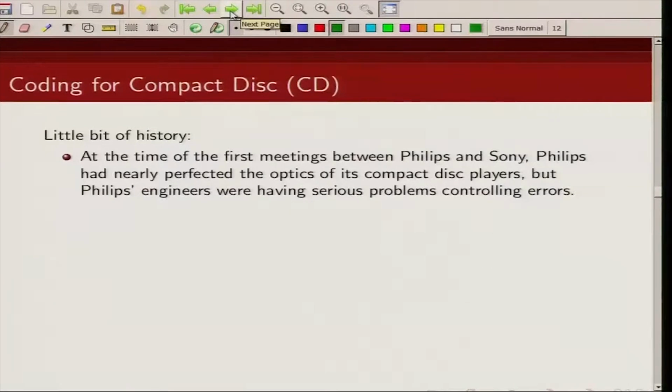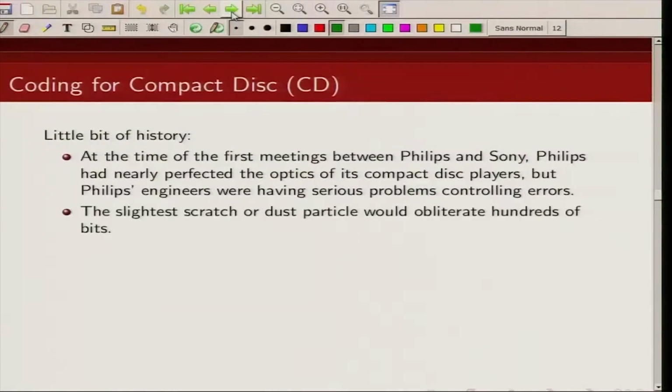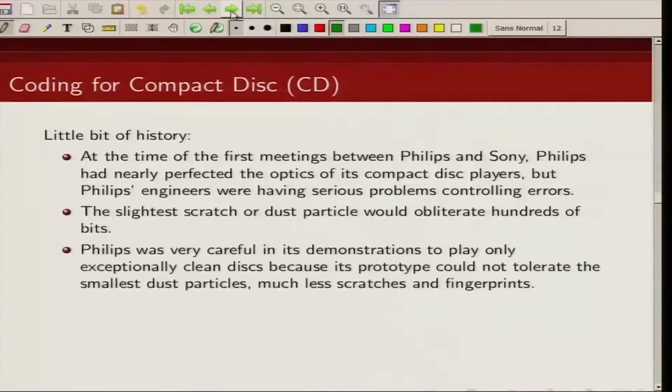Basically, Philips and Sony were experimenting with this optical disc, and Philips engineers had a lot of problems controlling errors in the disc. Even small scratches or dust particles would essentially make the whole data go away. So whenever Philips was demonstrating the CD, they were very careful. They were demonstrating with very, very clean CDs which did not have any scratches.